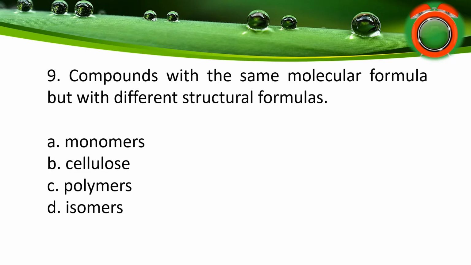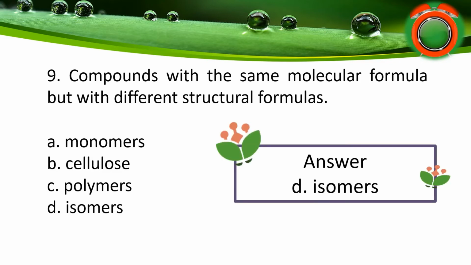Compounds with the same molecular formula but with different structural formulas are called A. Monomers, B. Cellulose, C. Polymers, D. Isomers. The correct answer is D.